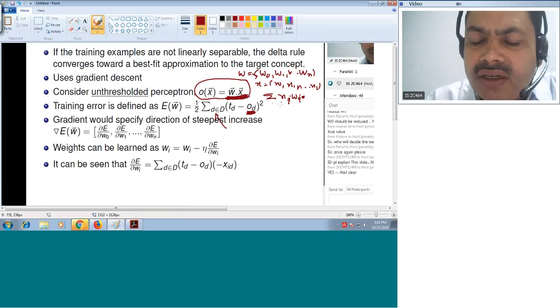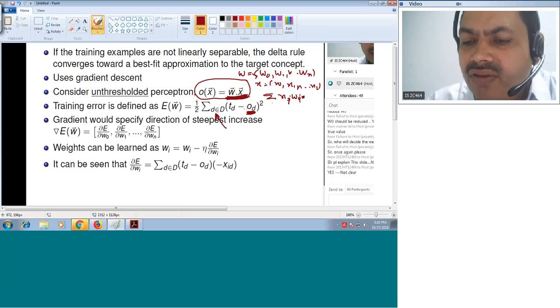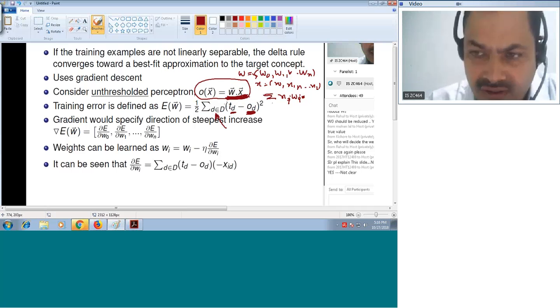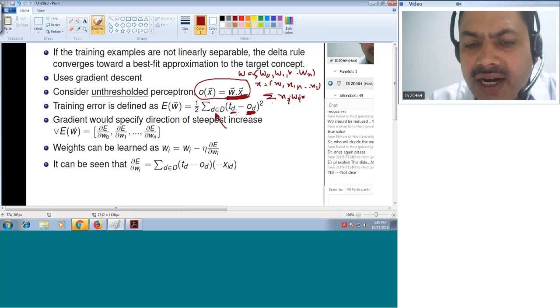Output O_D means: the data item has n values, you know what W is, you multiply with this and get the value. Then what is the target? The target would be 0 and 1. You know the target is 0 and 1. So the target is also given.